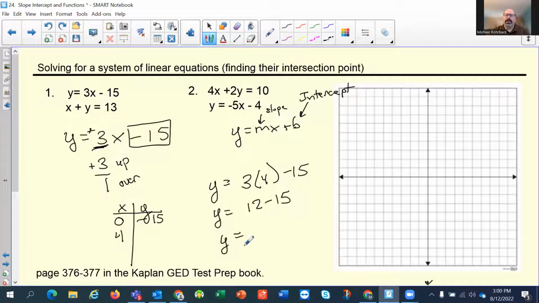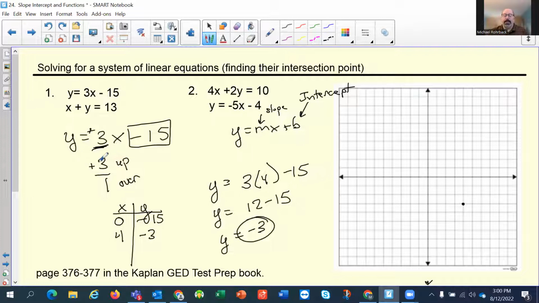Y equals, should have it by now, negative 3. So if we put in 4, we get negative 3. So now we have a point that we can graph. So 4 on the x, negative 3 on the y is over 1, 2, 3, 4, down 1, 2, 3. So now we have a point that we actually know is going to be on our line.